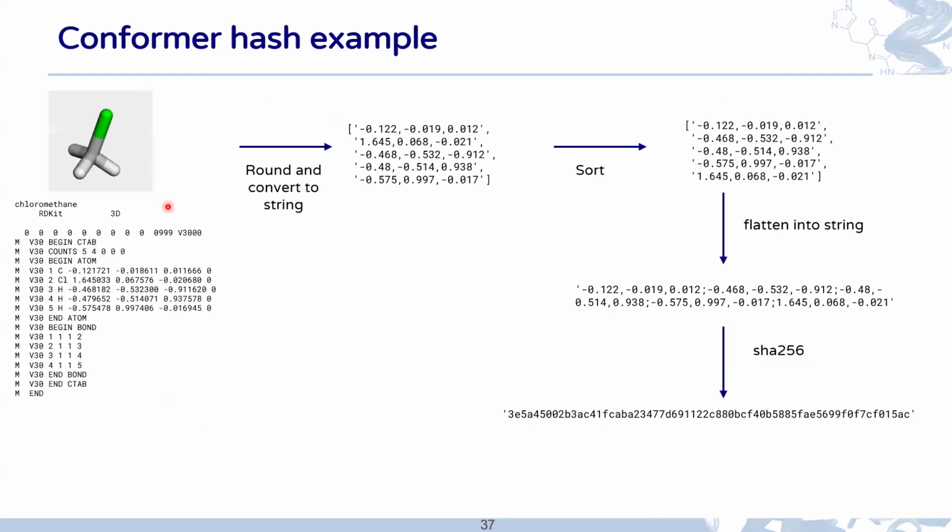And this is just an illustration of that. So here's chloromethane. I apologize for the stupidly simple molecule, but I wanted it to actually fit on screen. We convert the positions into strings, we sort them, we flatten that into one big string, and then we calculate a hash of that. And this is the conformer hash for this molecule. So pretty easy.